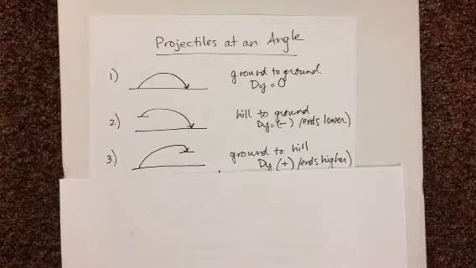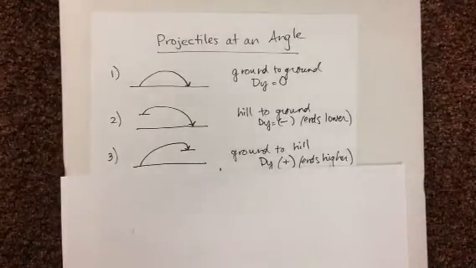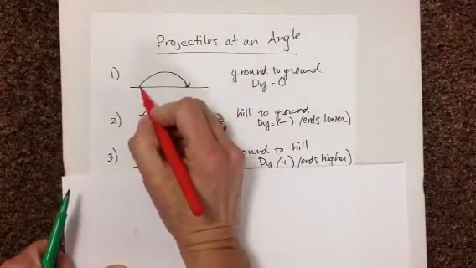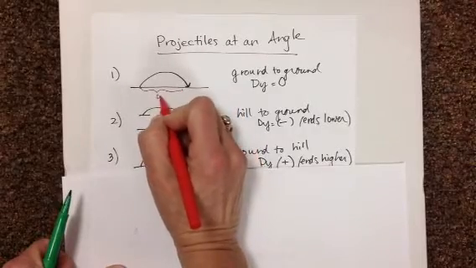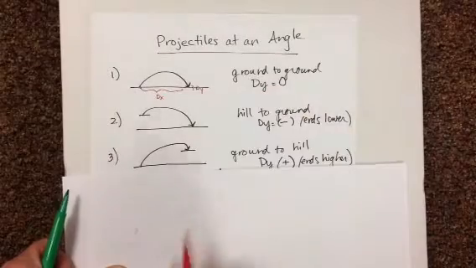Okay, this video will explain how we do problems that have projectiles that are launched at an angle. There are basically three different kinds. One that's ground to ground, so our dy is equal to 0. So let's go ahead and talk about how we label projectiles at an angle. This would be our dx, and since there's no change here, that's why my dy is 0.